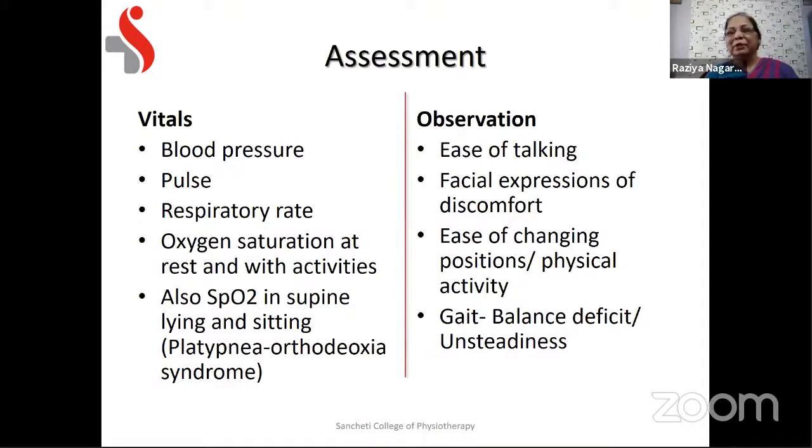Observe how the person is talking. What are the facial expressions, any expression of discomfort? Ease of changing the position and how the person is doing the physical activity, and gait for checking their balance and unsteadiness. Because, as I just told you, it may affect the nervous system. Hence, you want to rule that out and then plan the exercise program accordingly.